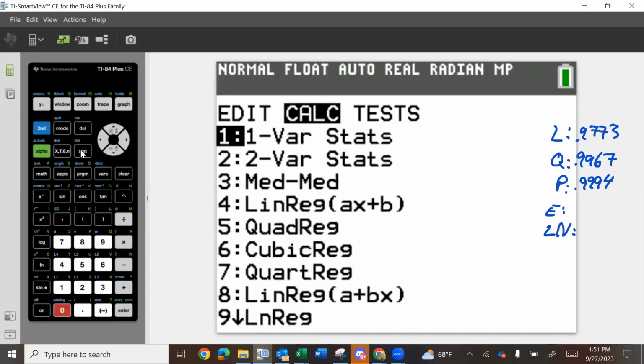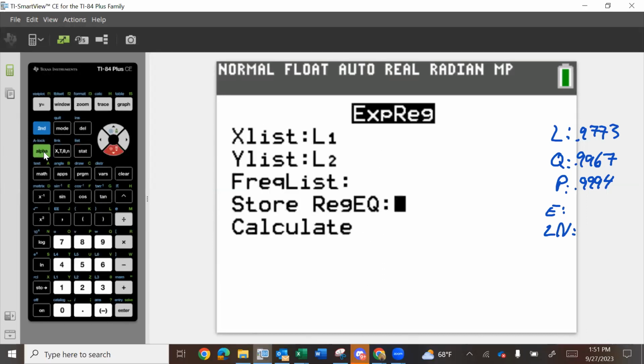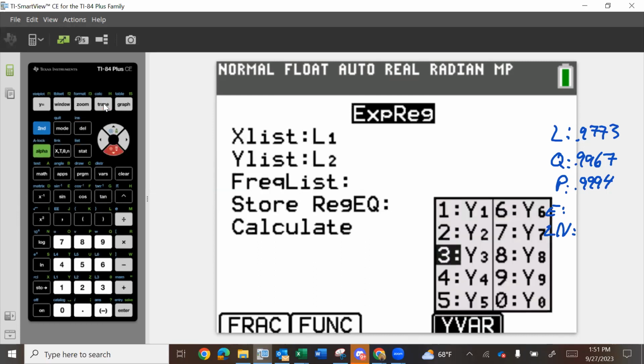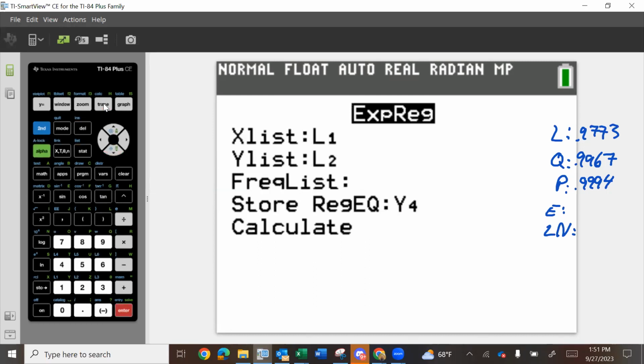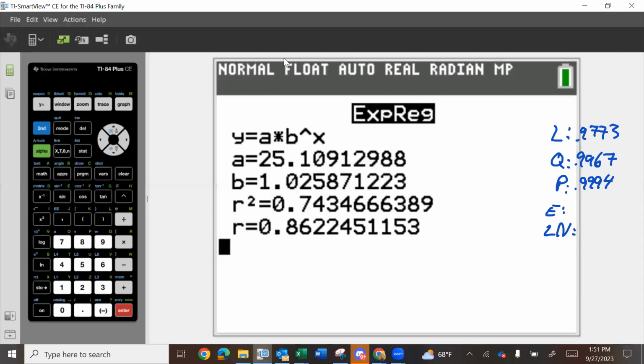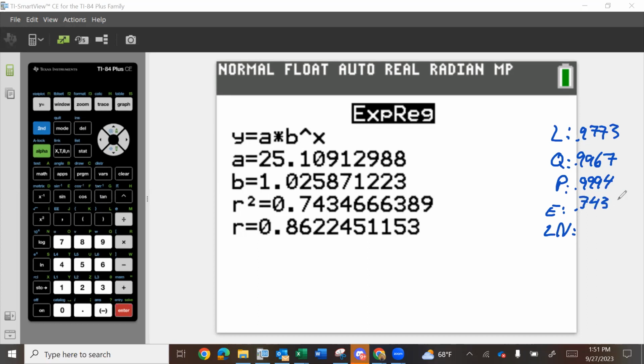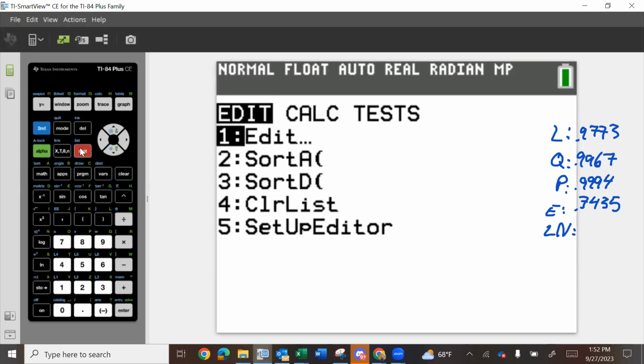Stat over exponential. I'll put that in Y4 because I want to, not really much other reason. Okay, so we're going to go 0.7435. Whoops, 74. Now that is clearly our worst R-squared value. I'm very comfortable right now saying that's not going to cut the mustard. Oh well, that's normal. At least one of them usually doesn't do well.